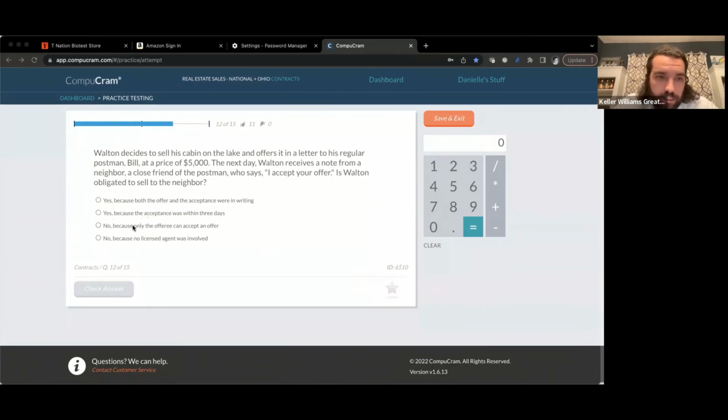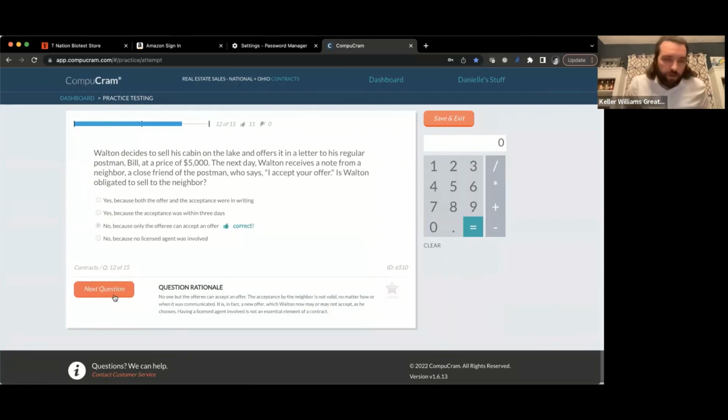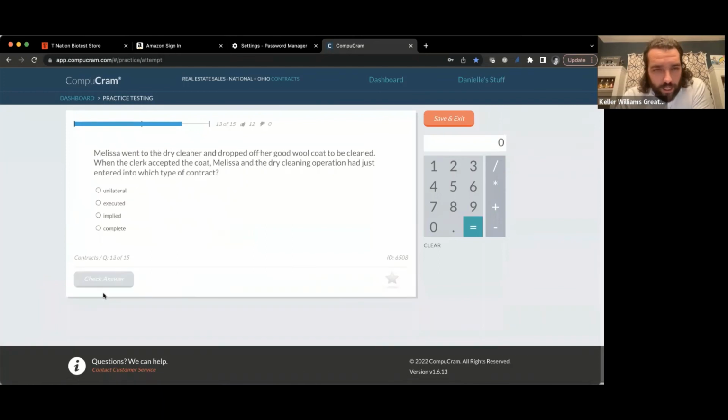Yes, the C's have it. It is no, because only an offeree can accept an offer. If I write a contract on your house for $200,000, your neighbor can't say, oh, I'll take it, and then be under contract. Same thing happens with somebody offering to sell.